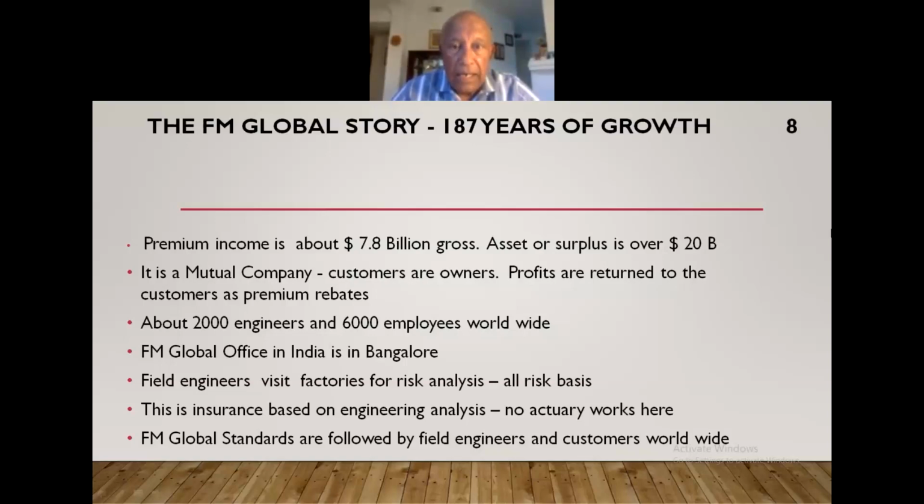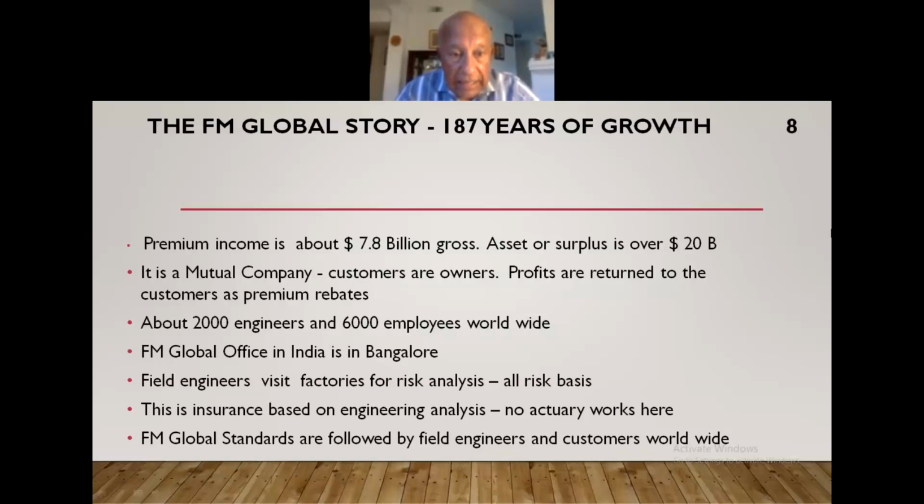Okay, after 187 years of growth, our premium income now is about $7.8 billion gross. Our asset or surplus is over $20 billion. This is a specific term, surplus. That means this is the financial firepower we have to pay all our losses. It's still a mutual insurance company in the way Zachariah Allen imagined. Profits are still returned to our customers as premium rebates. Worldwide, we have 2,000 engineers and 6,000 employees now.